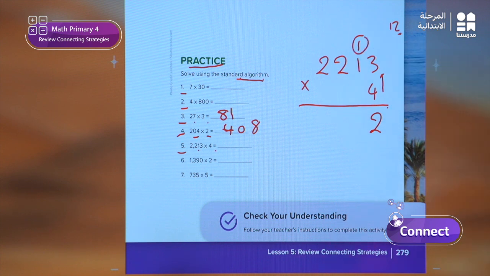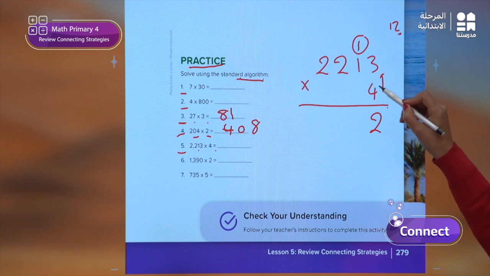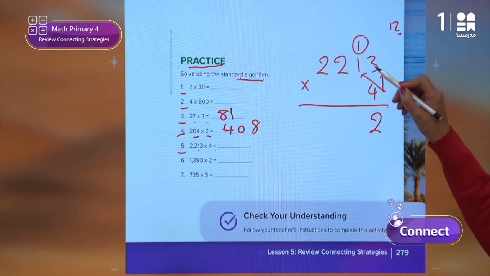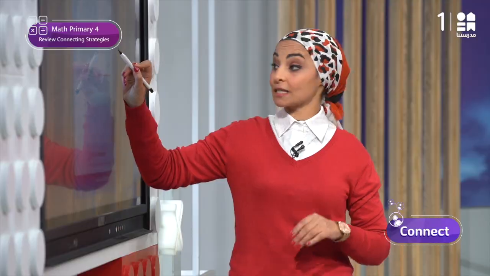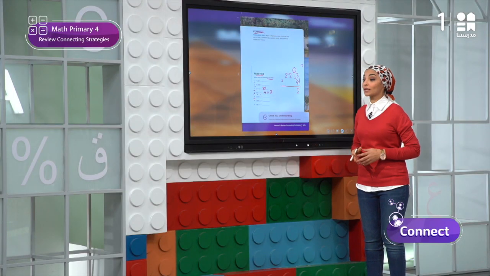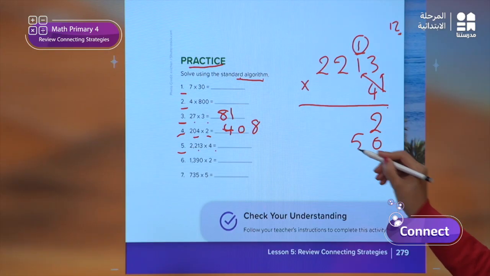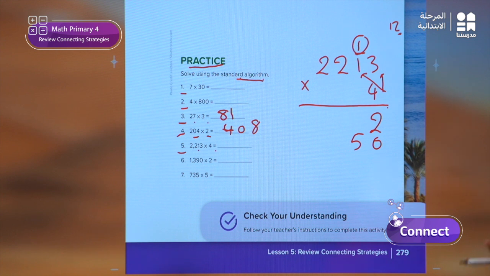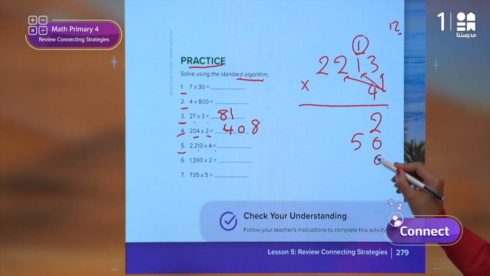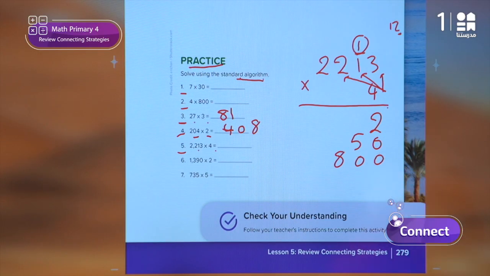Now let's multiply the tens. So I will do 4 times 10. Here 4 times 10 equals what? 40. Plus 10 equals what? 50, right? 50 or 5 tens. How will I write it? I will write it 50. Like this. Okay? Then I will multiply the 100. It's like doing 4 times 200. 4 times 200 equals what? Of course equals 800. How can I write it? I will write here as 800.